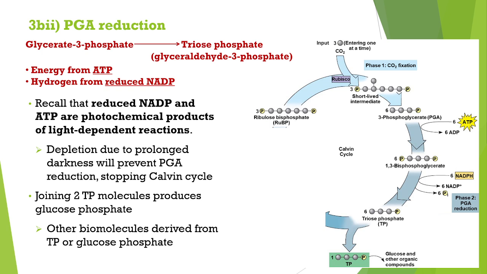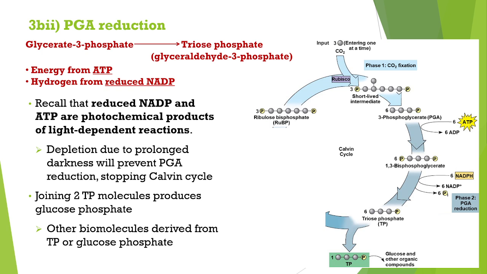So the PGA will be reduced to something called a triose phosphate. It is also 3 carbon long. It's just a reduction, so no change to the number of carbons. The triose phosphate is going to be what forms the glucose and subsequently the other carbohydrates, because 1 triose phosphate is 3 carbon long, so 2 triose phosphates together will form a 6 carbon glucose phosphate.